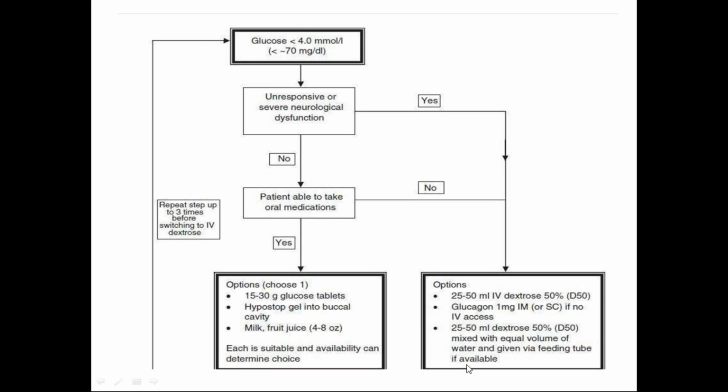Or else we can give it via feeding tube. That is another option. Like we combine it with normal water and give it through a feeding tube. If the patient is able to eat, or able to take oral medications, then we can give glucose tablets. We ask the type 1 diabetics to carry some glucose tablets. So whenever they feel that they are going into hypoglycemia, they just ingest it. Or else any milk or fruit juice, anything is sufficient.